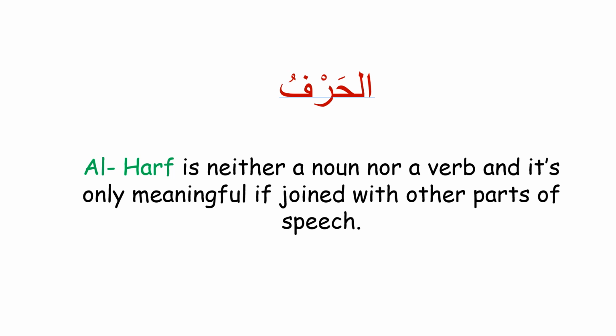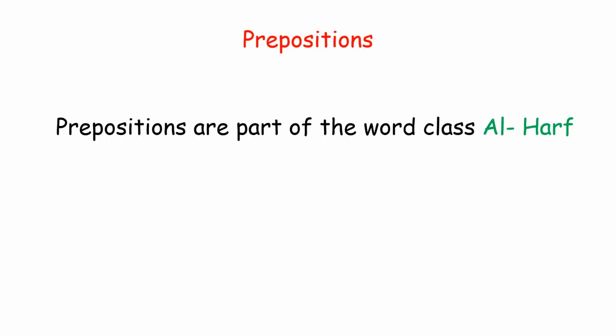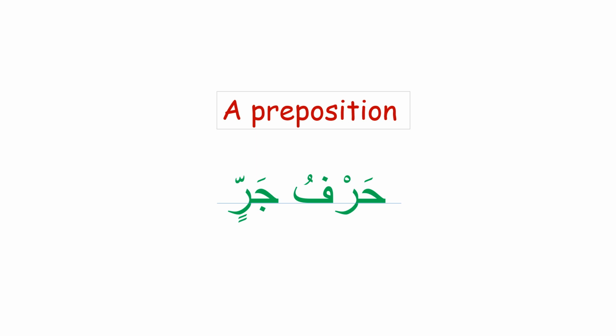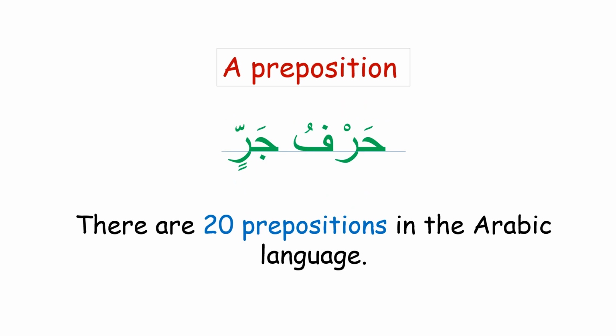What is that? Let's see. By now you already know that prepositions are part of the word class al-harfu in the Arabic language, which means that they are only meaningful if joined with other parts of speech. Terminology-wise, a preposition is called harf jar. Again, harf jar. And I'm glad to inform you that prepositions have a very limited number in Arabic to the point of being listed. In fact, the majority of grammarians have held that there are 20 prepositions in total.